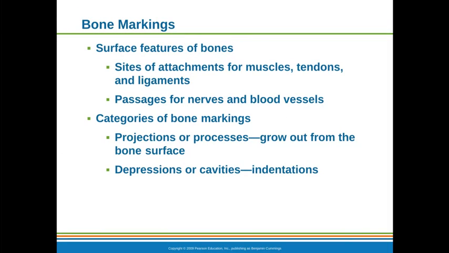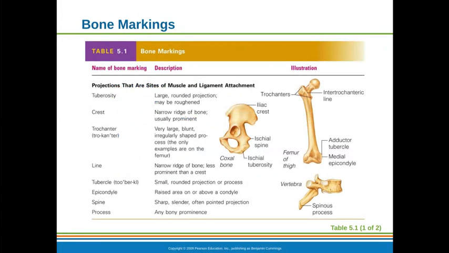Now, our bone markings. We do have specific bone markings on our bones, and these serve as attachments for things like muscles, tendons, and ligaments. It's also passage for nerves and blood vessels, to be able to provide those bone cells with nutrients and also some form of communication. So in terms of our bone markings, projections or processes grow out from the bone surface, and depressions or cavities are indentations or places that move in.